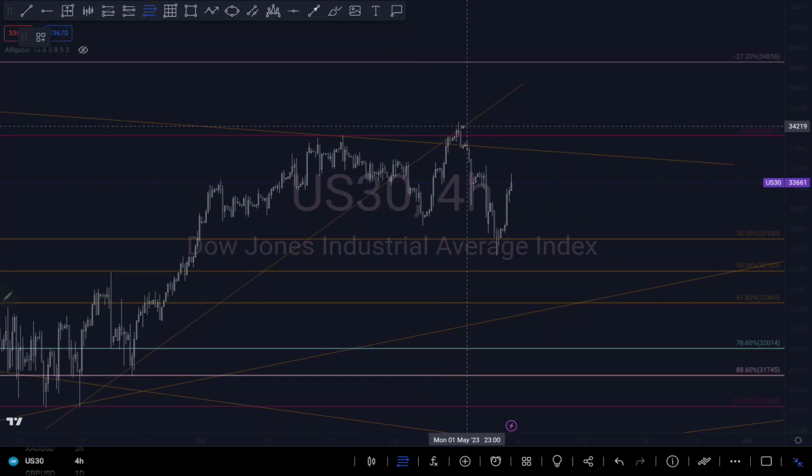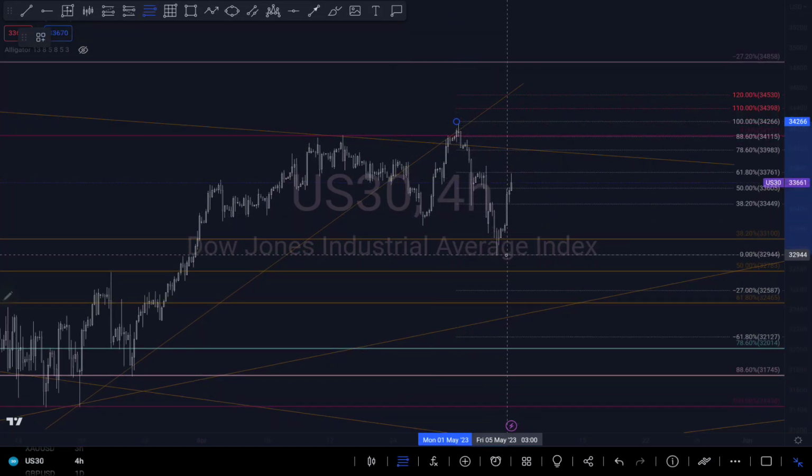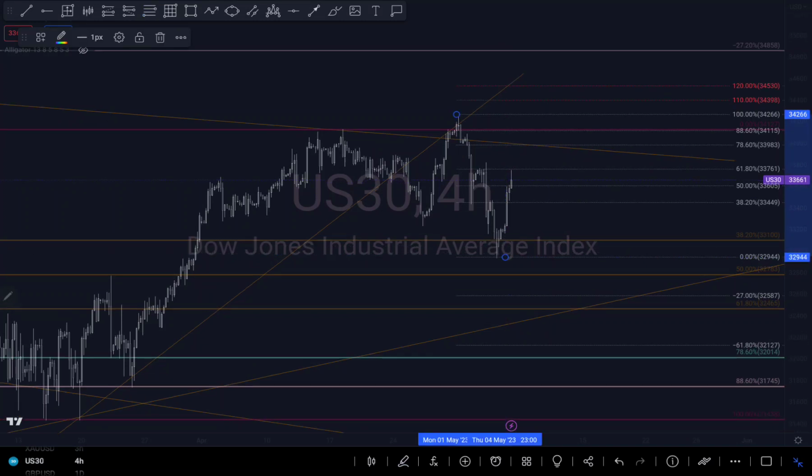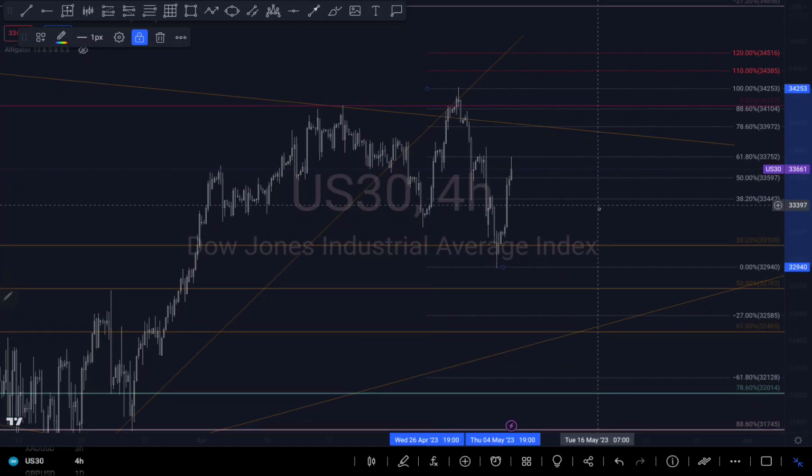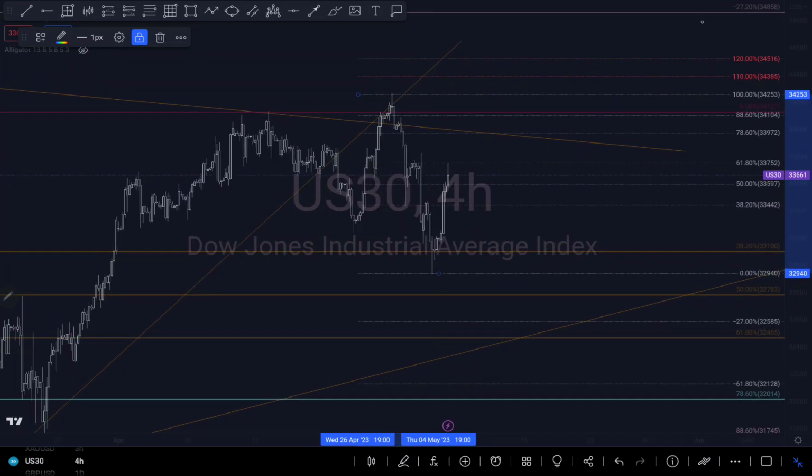I can draw my Fibonacci level from my point A to my point B as well, just to see how I'm saying it. Okay, so this is what I'm saying on US30. Currently this is my point A right here, and this is my point B right here for my Fib level.